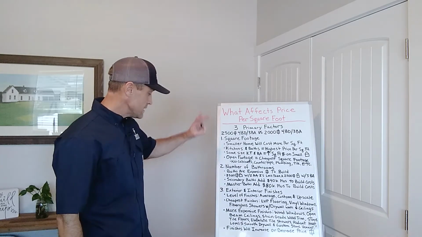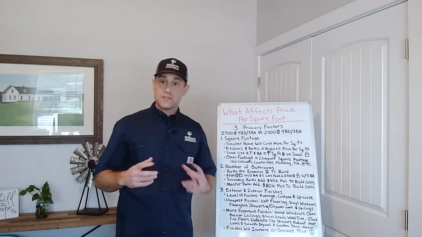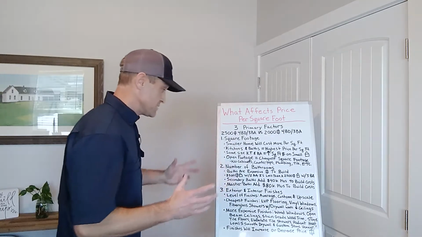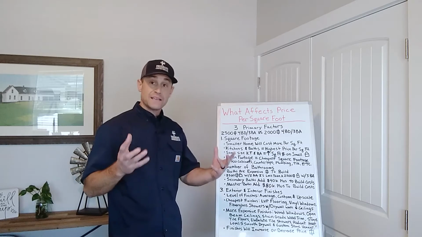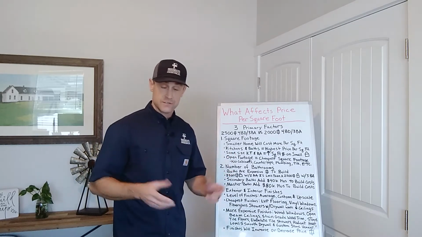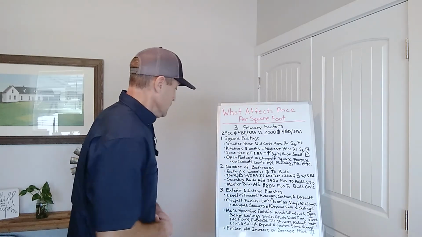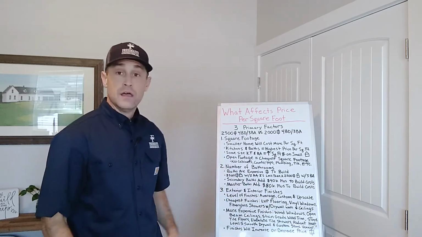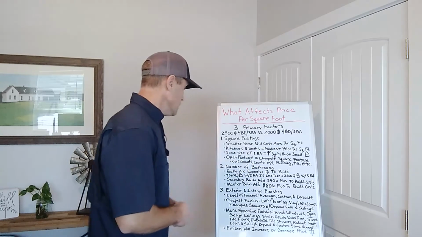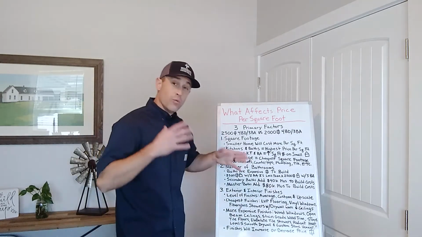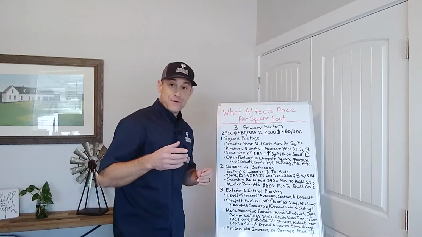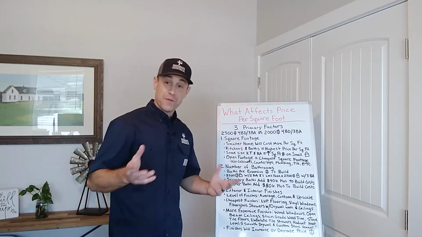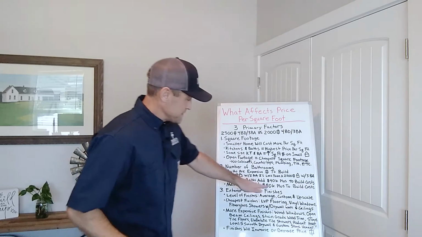Factor number 3 is going to be exterior and interior finishes. So we're talking about the level of the finishes in this home. How nice is this house that you're building? What do you want to put in it? Level of finishes, we typically look at as average, custom, and upscale. Everybody has a different idea of what that is in their mind, so we try to break them up into these levels.